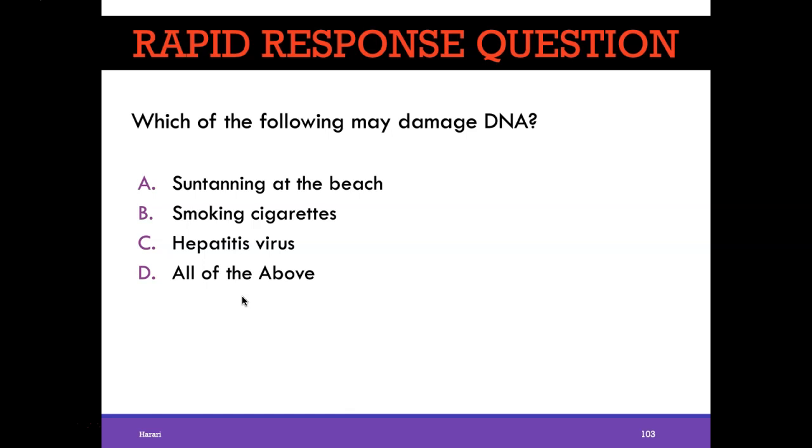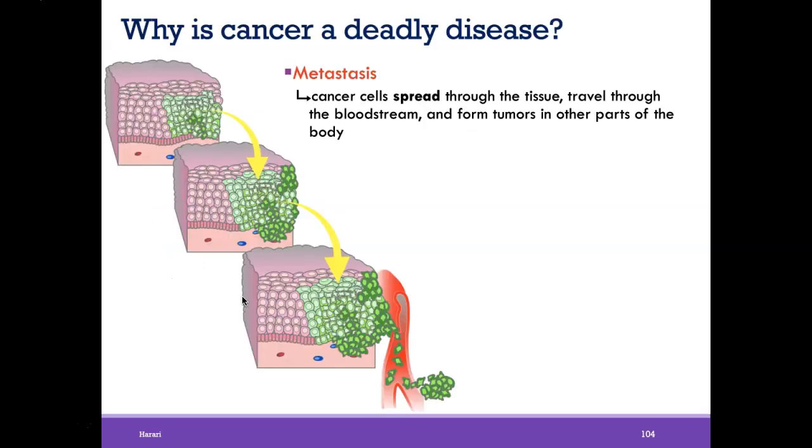Hopefully, after we suntan, all those red cells are going to undergo apoptosis. Right? Sunburn is basically telling your cells to kill themselves. And that's why your cells peel off. So why is cancer so deadly? What if we have some cells growing? Well, it's when the cancer cells spread through our tissue and go through the bloodstream and form tumors in other parts of the body that it gets deadly.